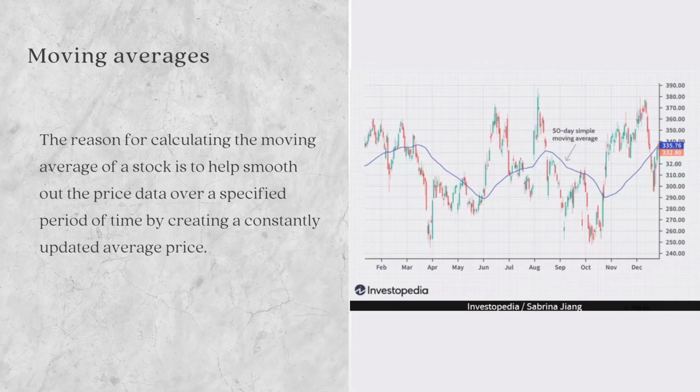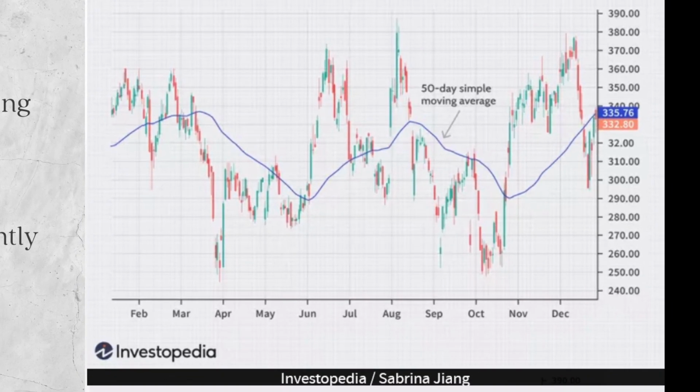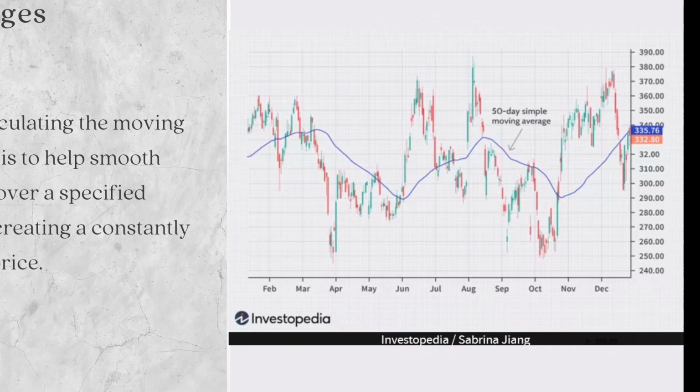Fifth, we have moving averages. Moving averages are often used by professional and retail traders. The reason for calculating the moving average of a stock is to help smooth out the price data over a specified period of time by creating a constantly updated average price. A lot of retail traders will use this because it's an easy tool to use. The image on the right shows a simple moving average. As you can see, it helps getting a clearer image of the market and how it moves over time.